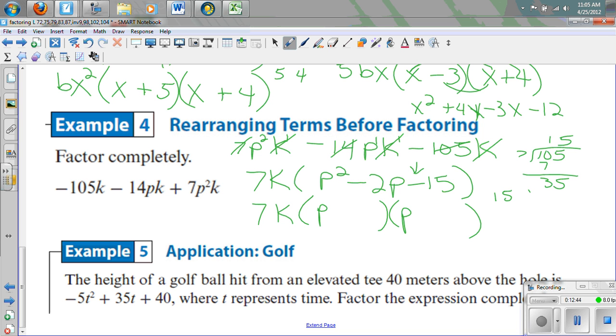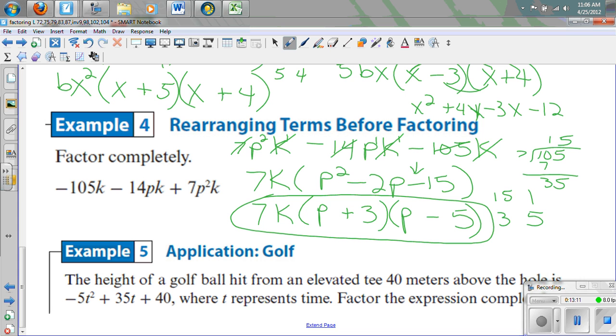Again, 15 and 1, 3 and 5. 15 minus 1 is 14, so that won't work. 3 minus 5 is negative 2, so that actually is the right order then. We have to have a positive 3 and a negative 5. 3 times negative 5 is negative 15, and negative 5 plus 3 is negative 2. So 7k times p plus 3 times p minus 5.